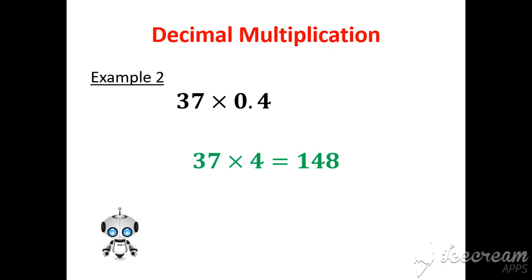Now, looking at my original question, there's no decimal point in 37, but in the second number, there's one digit after the decimal point. So if there's one digit after the decimal point in my answer, there must be one digit, which is this 8. So we're going to have to write my answer as 14.8.